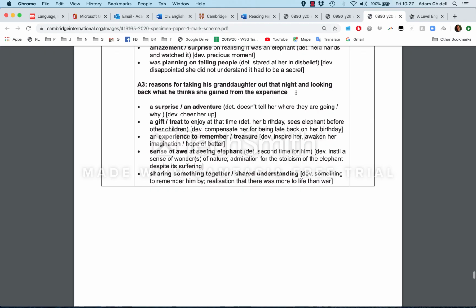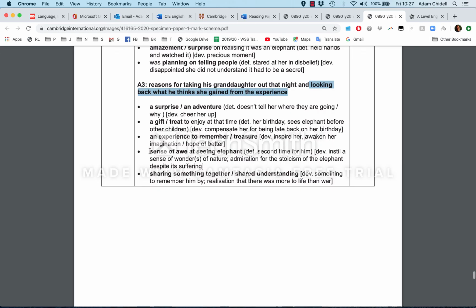And this third bullet point, you can see here, will require probably the most inference, because the interviewer is asking you, as the grandfather, to look back and think what she gained from the experience. Now, obviously, there won't be anything in the text that specifically talks about that, because we're now imagining that we are in the future and looking back. And so you have to really infer quite a lot.